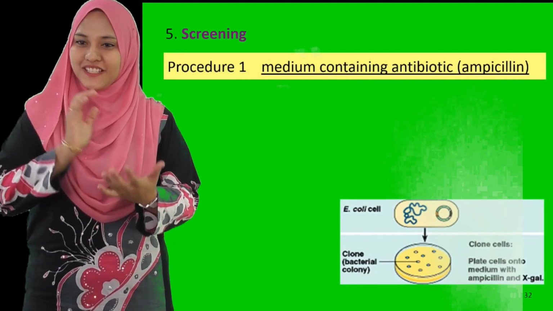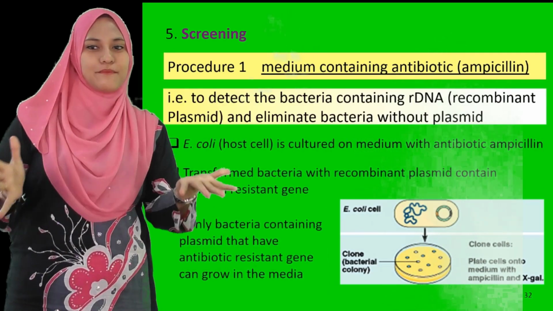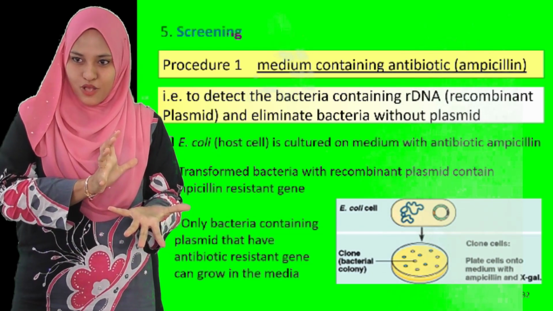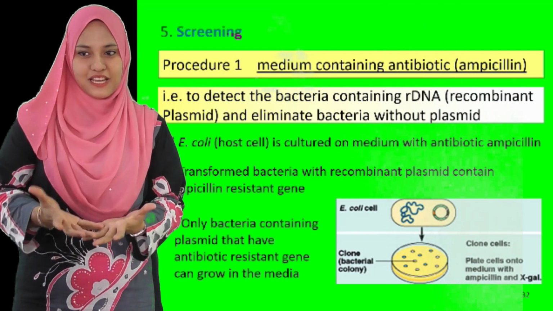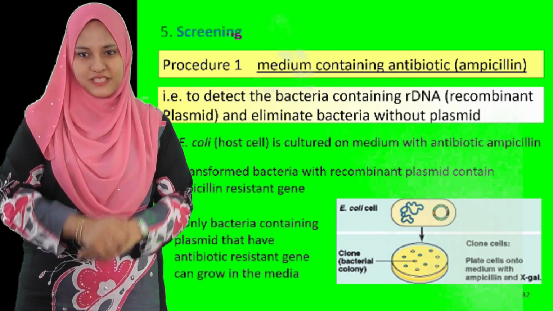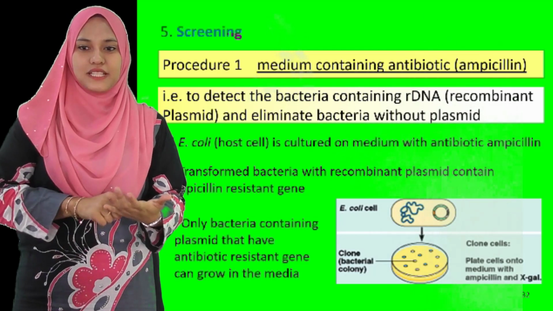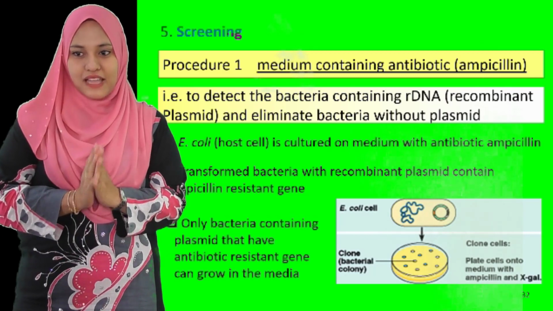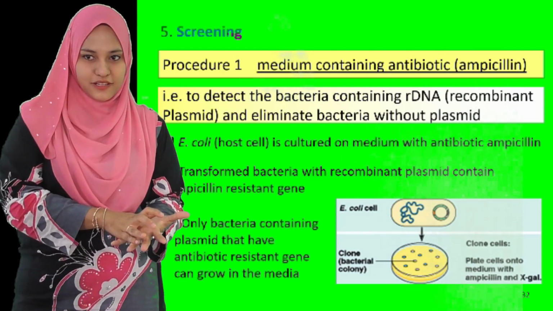So now we need to identify the bacteria that contain the recombinant plasmid. So a screening process is required. E. coli colonies are cultured on a medium with the antibiotic ampicillin. It is used to detect the bacteria containing recombinant plasmid and eliminate the bacteria without the plasmid. This is because the transformed bacteria with recombinant plasmid contain the ampicillin-resistant gene. So, only bacteria containing plasmid that has the antibiotic-resistant gene can survive and grow in the medium.